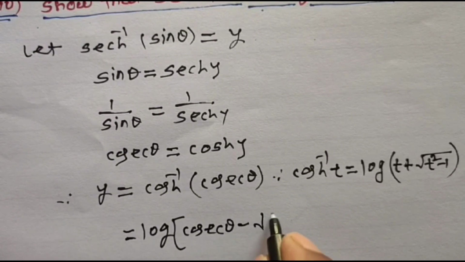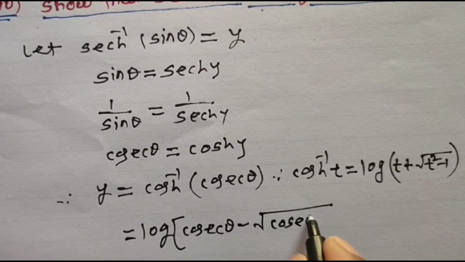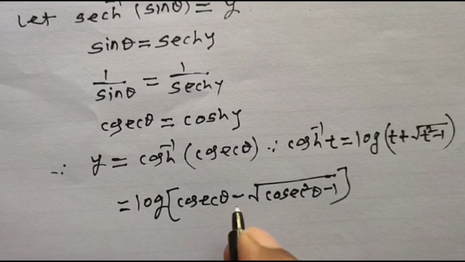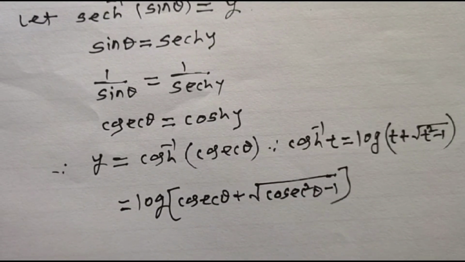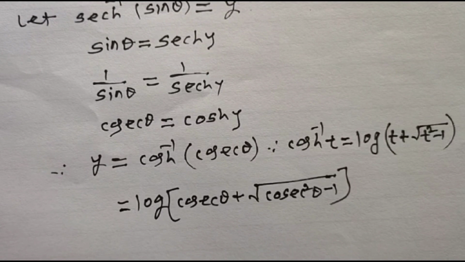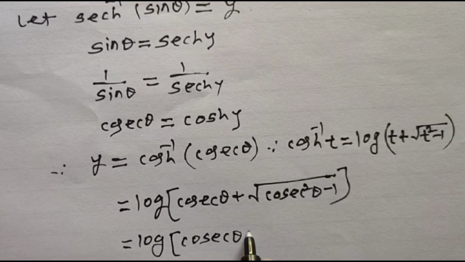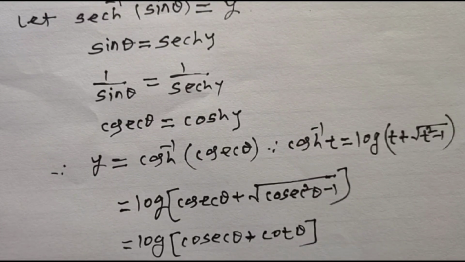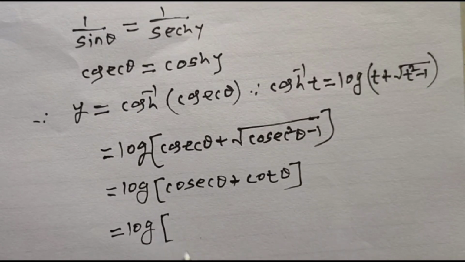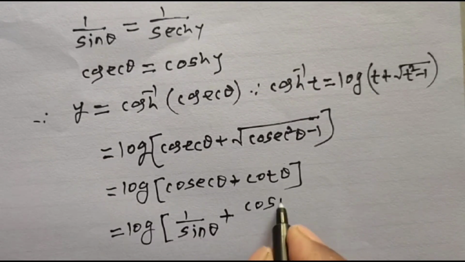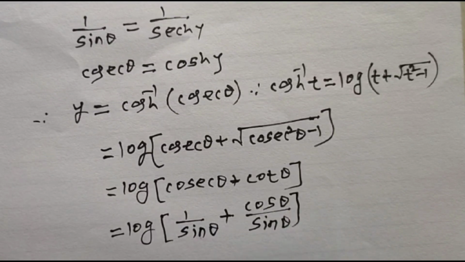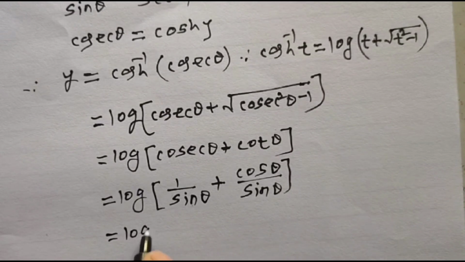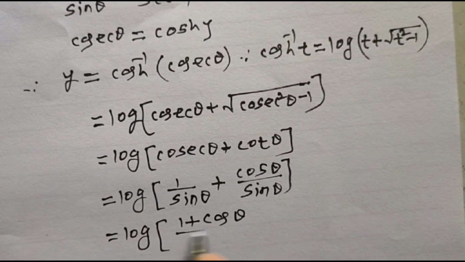plus square root of t square, meaning cosec square theta minus 1. Here plus sign. Now cosec square theta minus 1 is equal to cot square theta, and its square root is cot theta. So this is equal to logarithm of cosec theta plus cot theta. Now cosec theta is 1 upon sin theta and cot theta is cos theta upon sin theta, and again this can be written as logarithm of 1 plus cos theta divided by sin theta.